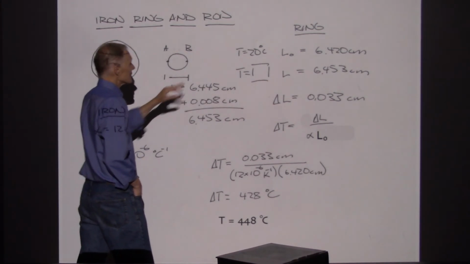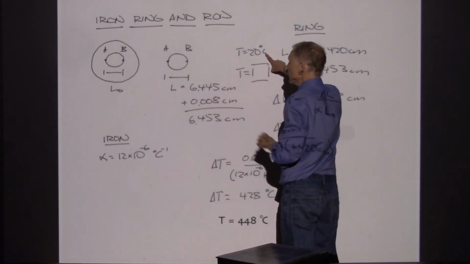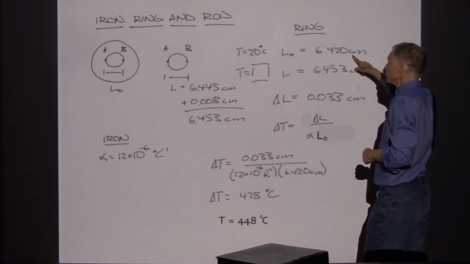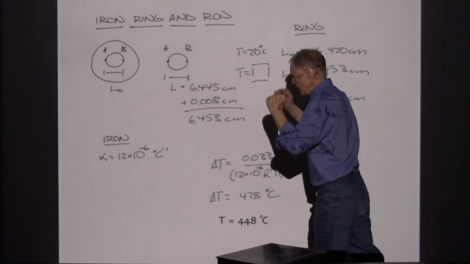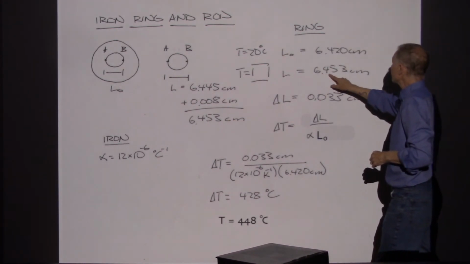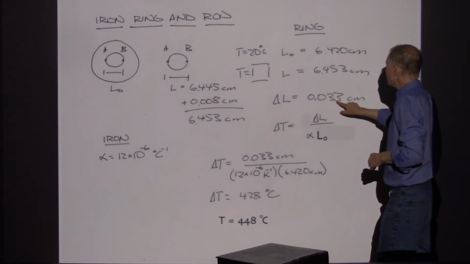Now, let's take a look at the ring. The ring is currently at 20 Celsius, and its measured diameter is 6.420. Now we want to increase the temperature until that diameter is at 6.453. That means we need a delta L of 0.033.